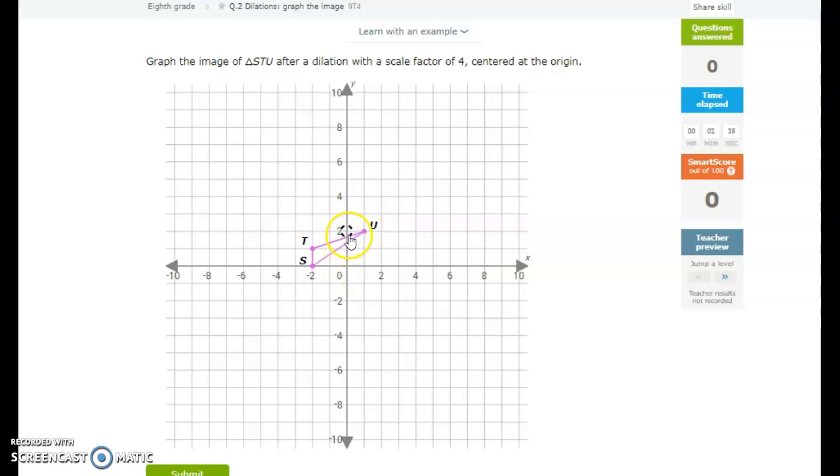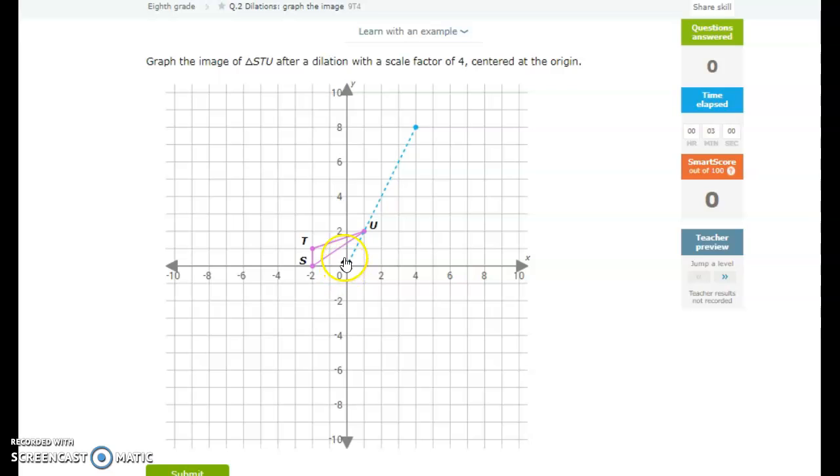I would go up 2 over 1. So scale factor is 4, so instead of going up 2, 4 times 2 is 8, I'm going to go up 8. U went over 1, so I take that times 4. I now need to go over 4. 1, 2, 3, 4. There's my point U. Okay, let's look at S.